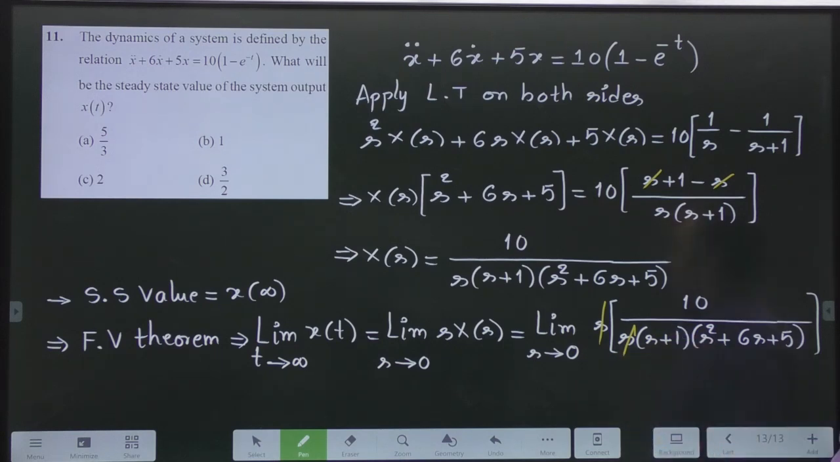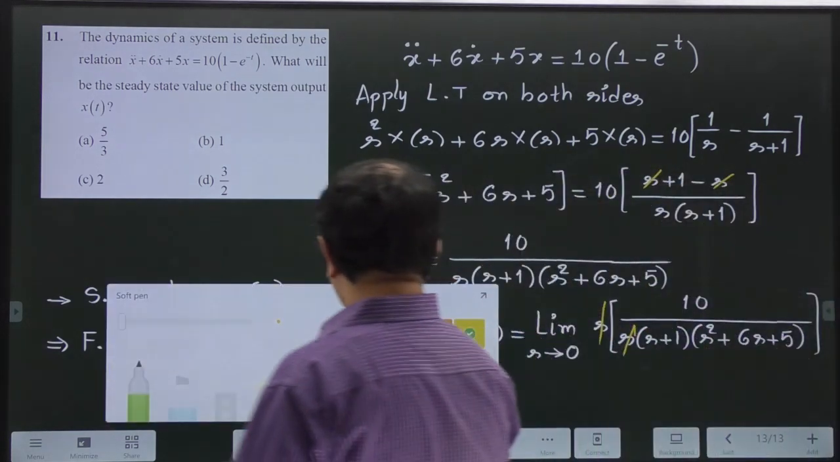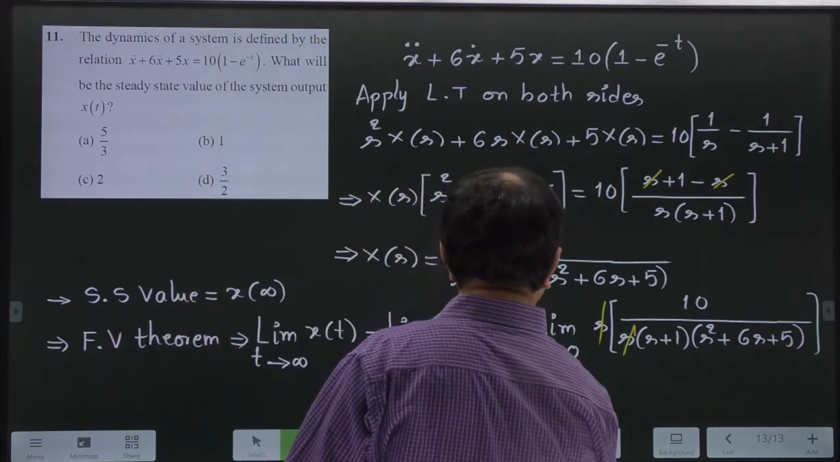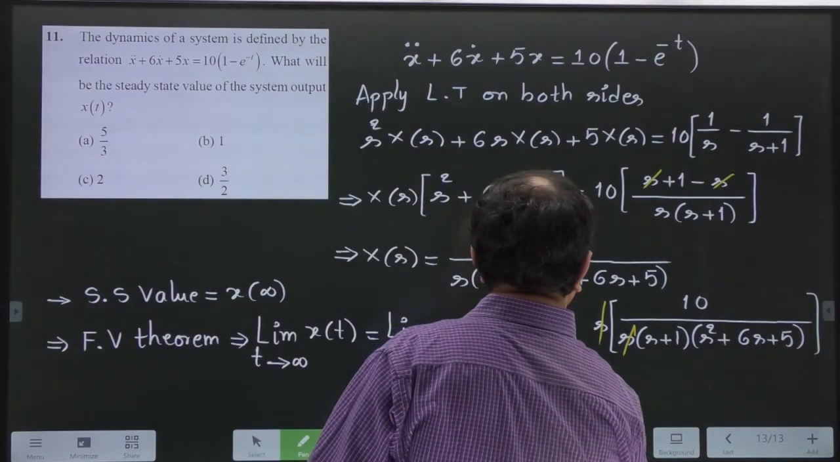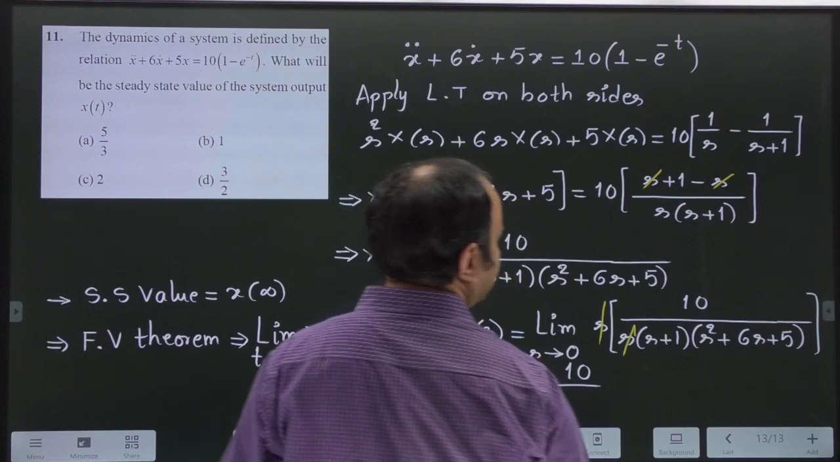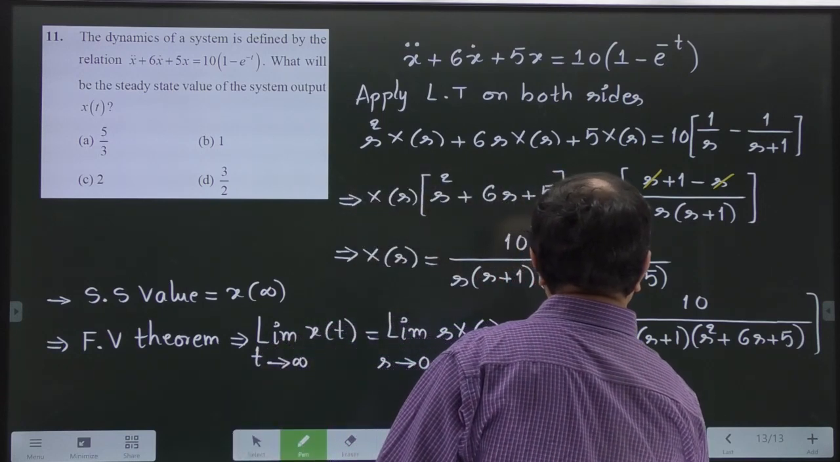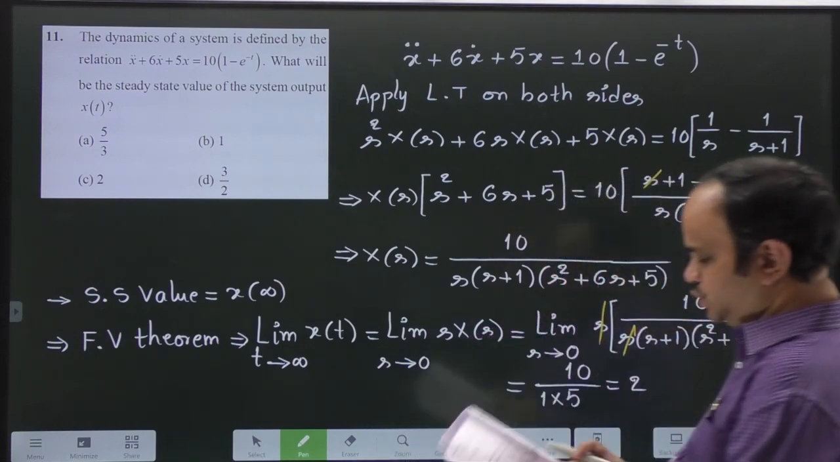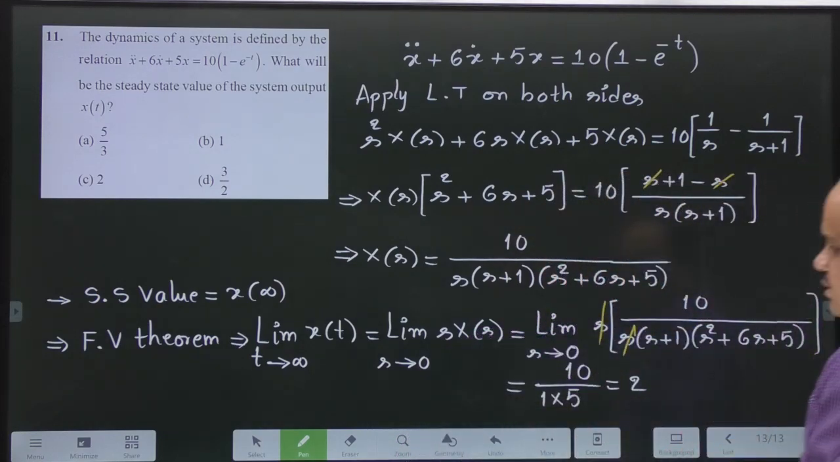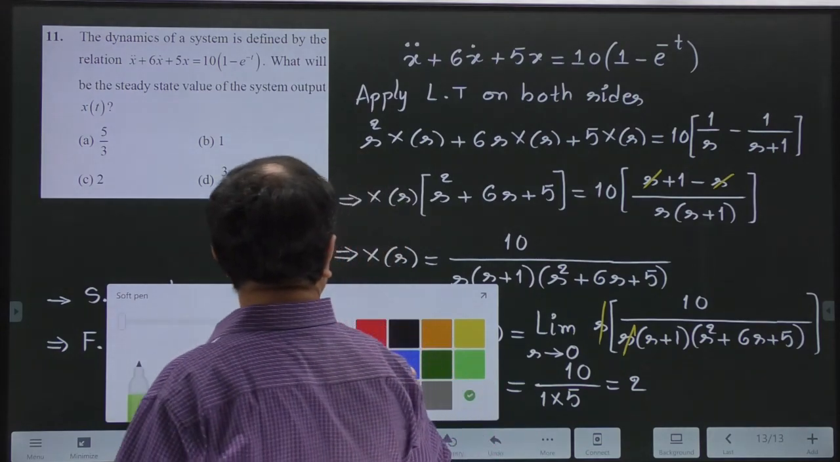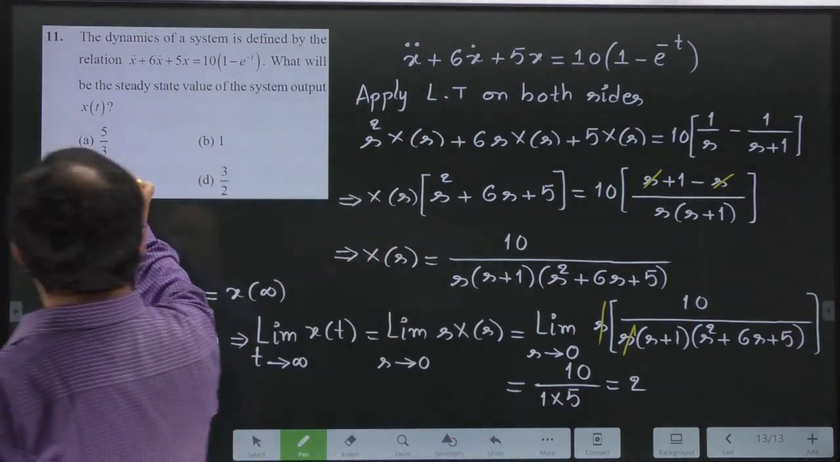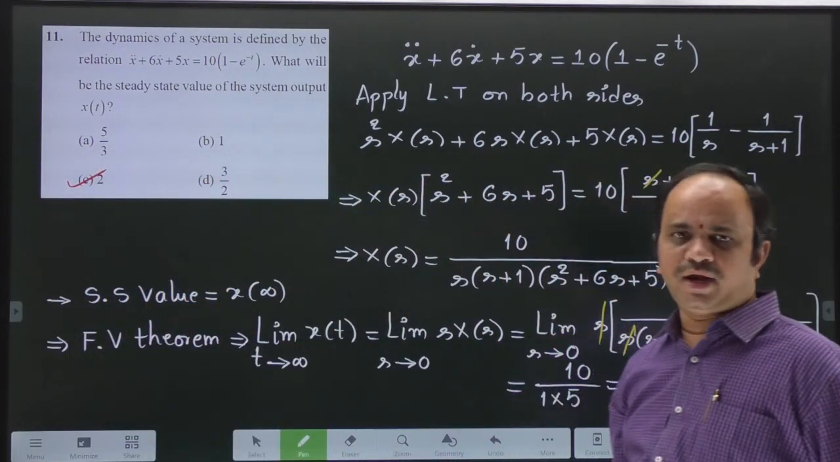When I am substituting s is equal to 0, what you will get? Numerator is 10, denominator is 1 into 5. This is equal to 2. Okay, so that is the answer. Therefore, option C is the correct answer.